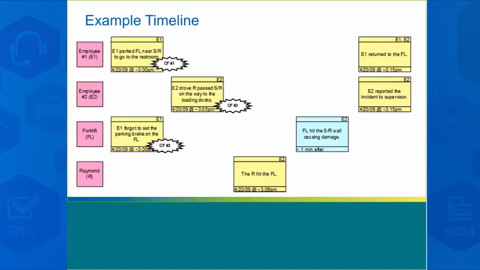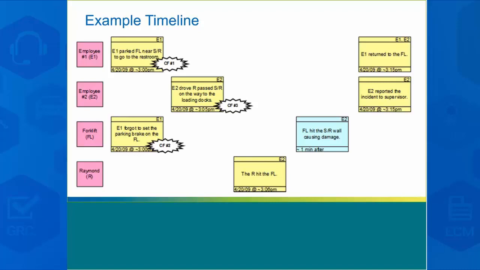How do we know that? Employee number 2 told us that, and it happened 1 minute afterwards, okay, after the previous event. You can see there on the left-hand side the actors: employee 1, employee 2, the forklift, and then an employee named Raymond. And essentially, as you go across the horizontal lines, you can see what employee 1 did as a function of time, what employee 2 did as a function of time, what happened with the forklift, and what Raymond was doing.